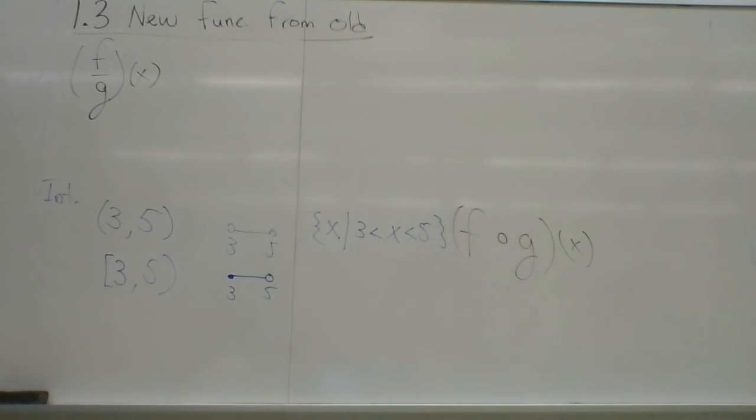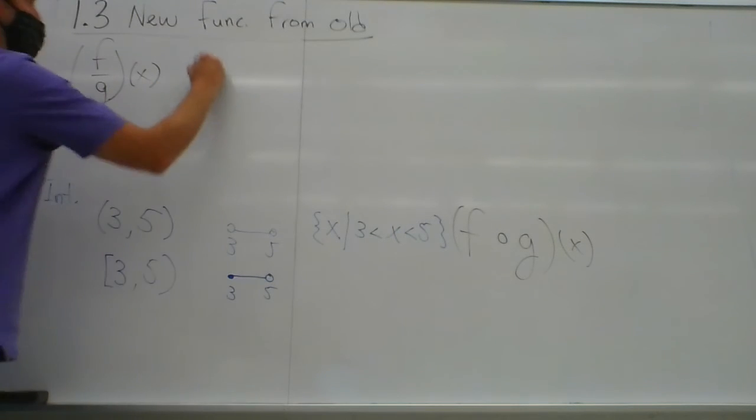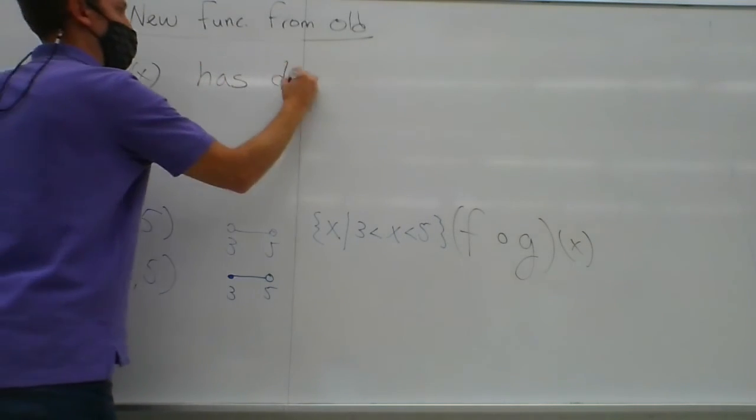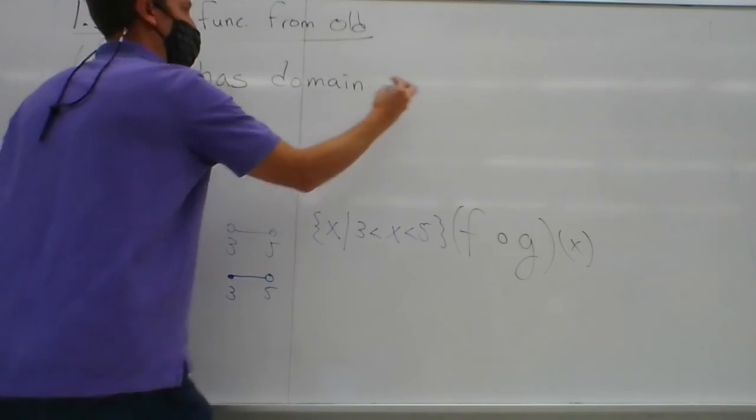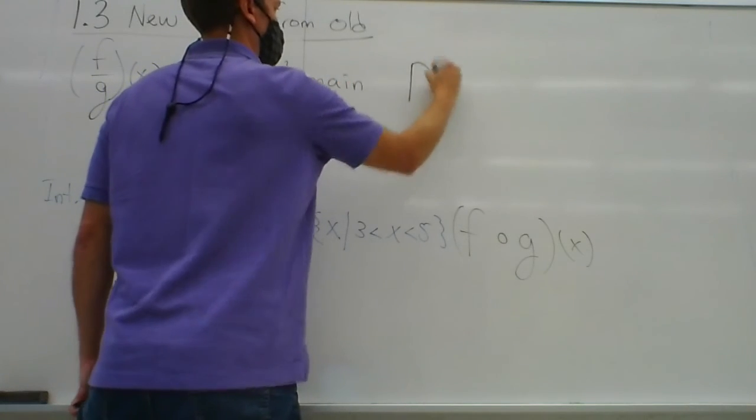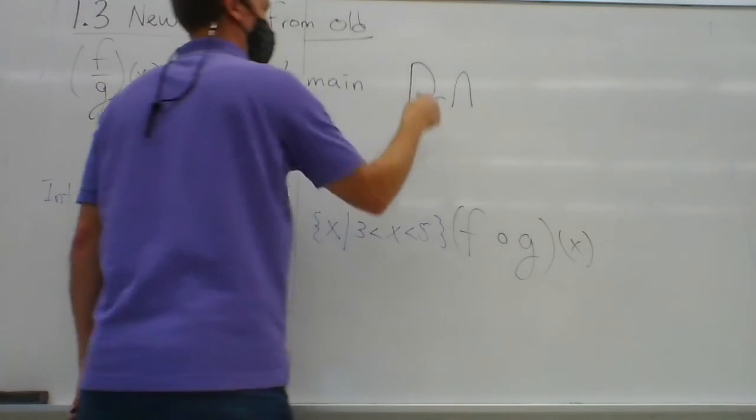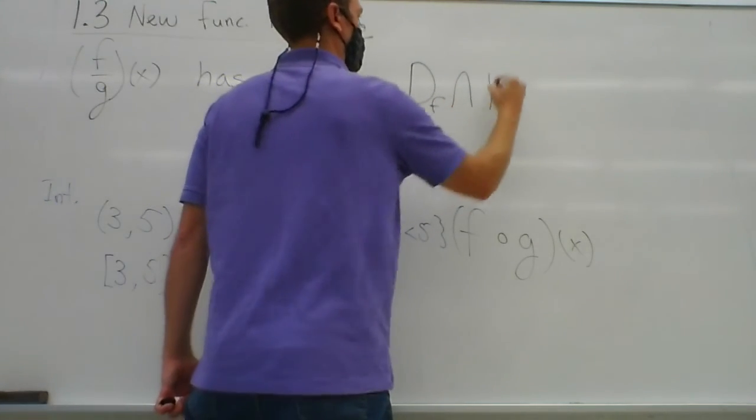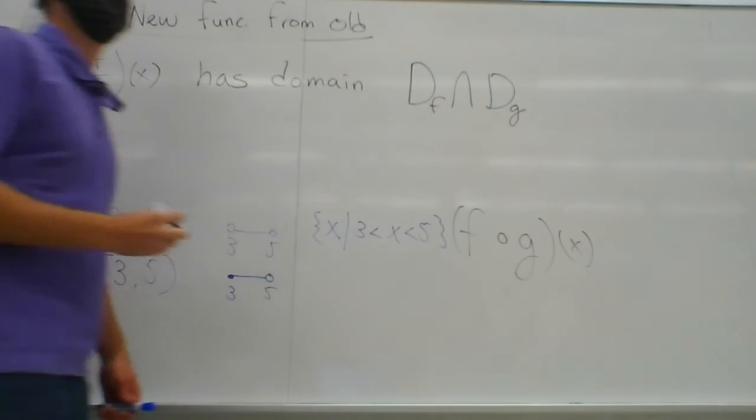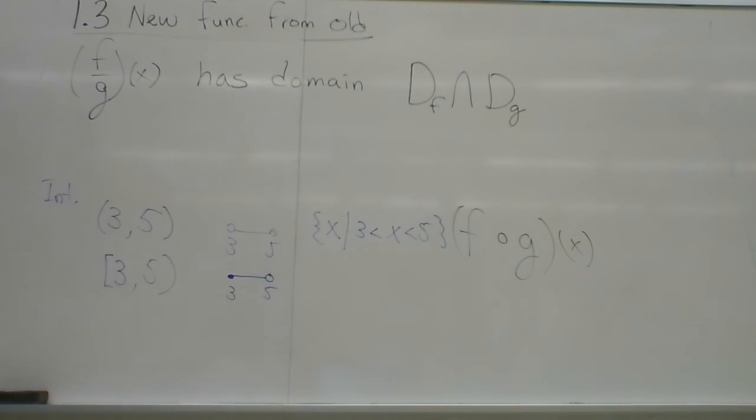Well, again, we need to make sure that anything we plug in can individually be plugged into F and into G, right? So we have this exact same thing of having the domain equal to the intersection of the domains. We can plug it into F, and we can plug it into G, but there's one caveat, which is what? G can't equal 0.